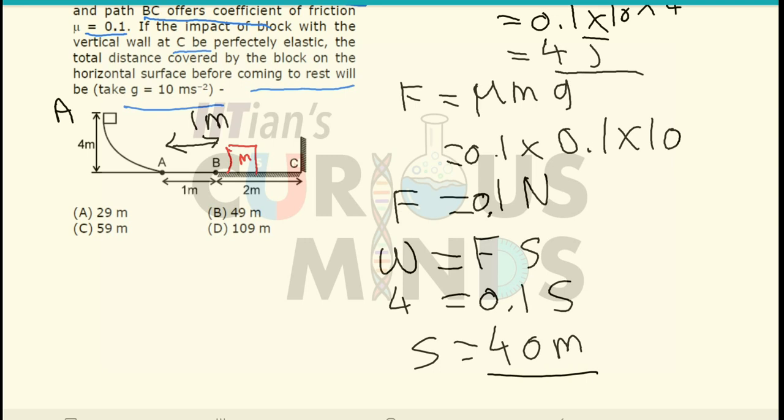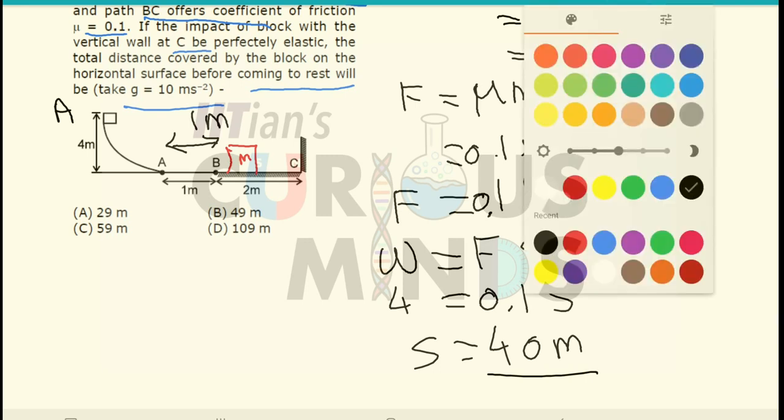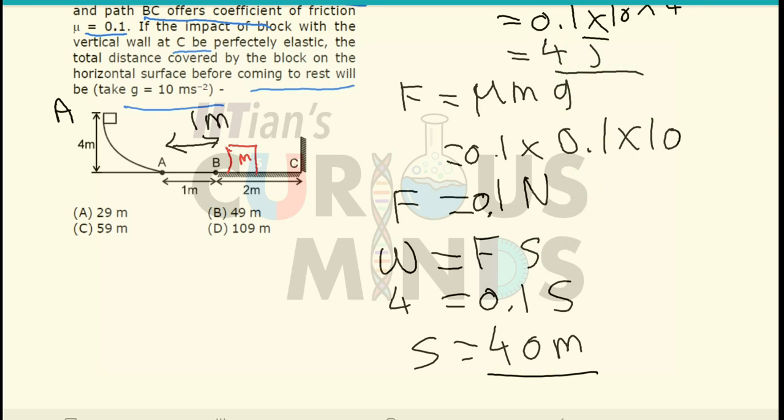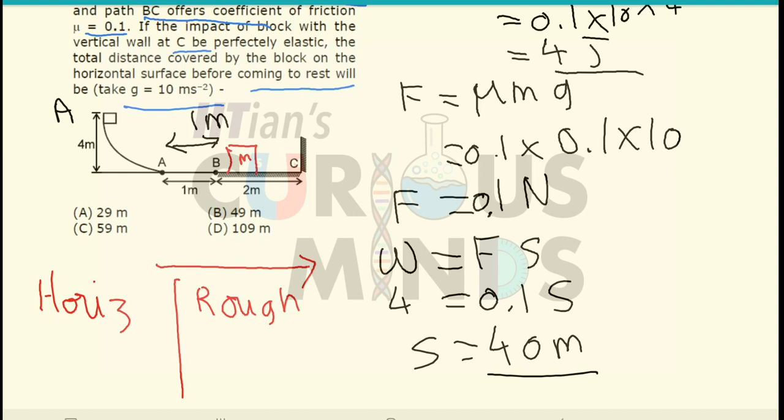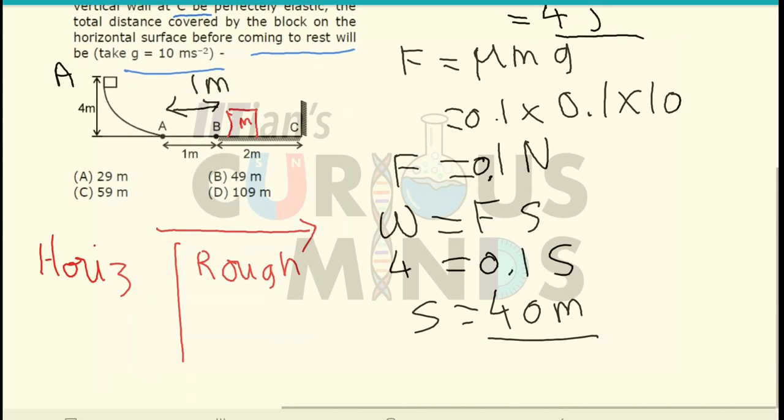Let us see this part. When the body goes from point A to point C, it covers a horizontal distance, and let us see on the rough patch also. Let us calculate both of them separately. On the horizontal distance, when it goes from A to B it covers 1, and when it goes from B to C it covers 2.